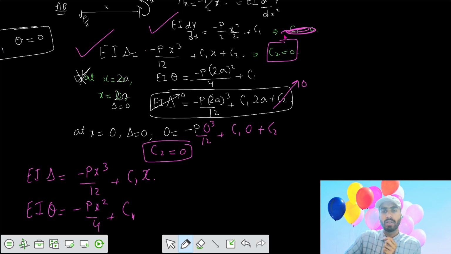This c1 was not 0 because theta was not 0. How can c1 be 0? So that was wrong, when we substituted that theta is 0 at x equals 0. Now we have to get the value of c1. We have to get the value of c1 anyhow.